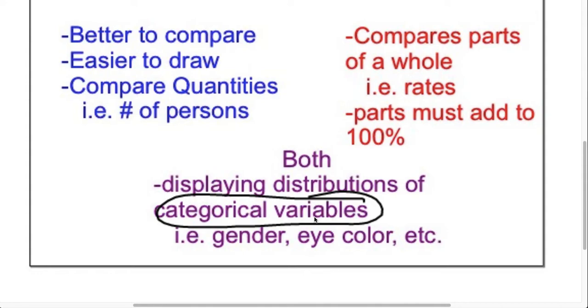Remember, categorical variables are variables like gender, eye color. They're different characteristics. They're variables that you would not find have any sort of arithmetic meaning behind, so finding the average or the median or something like that. Okay.